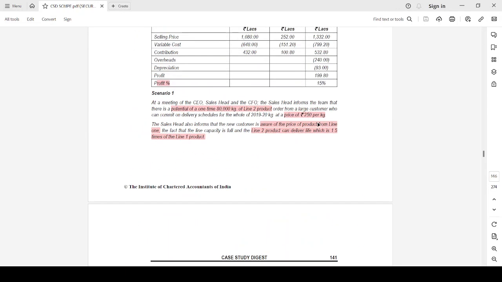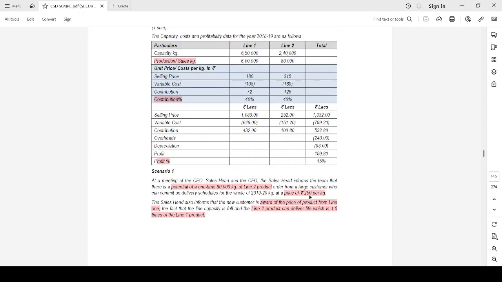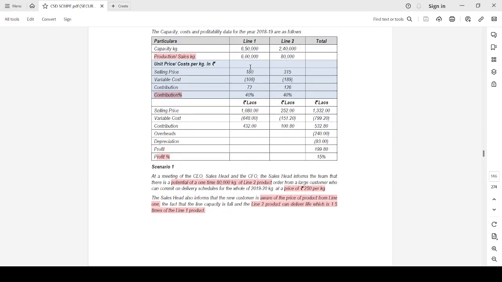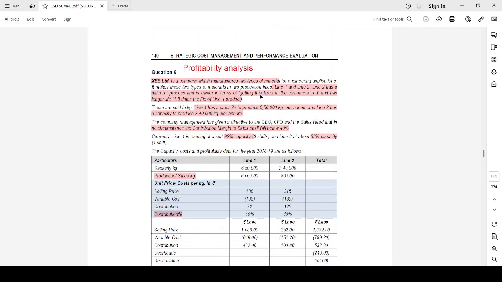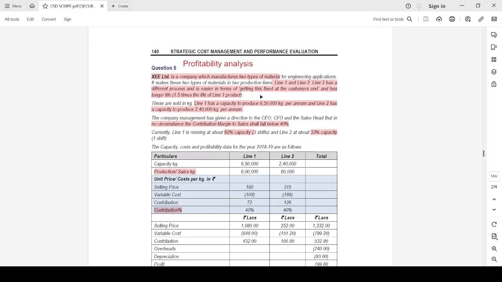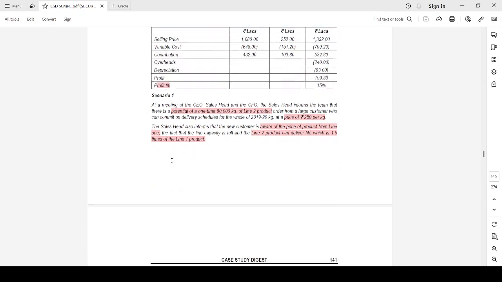Scenario number 1: at a meeting of the CEO, with some top persons present, they inform that there is a one-time order of 80,000 kg for a line 2 product, and the customer wants it only at 250 per kg, but currently we are selling at 315 per kg. We have to determine whether it is feasible or not. We've been given some additional information that the customer also knows a similar product is available at 180 per kg. Except for shelf life there are no big differences, and the line 2 product can deliver a shelf life of 1.5 times.